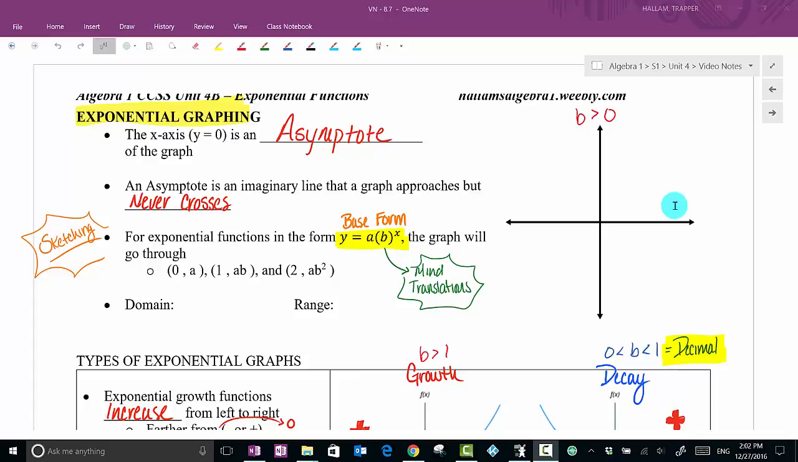Hi and welcome to video notes 8.7 on exponential graphing. You can consider this part 2 or day 2, but it's on exponential graphing specifically. So let's get right into it.